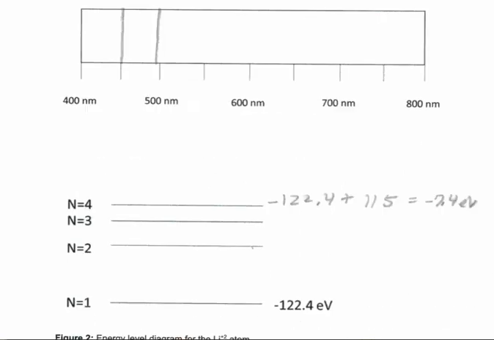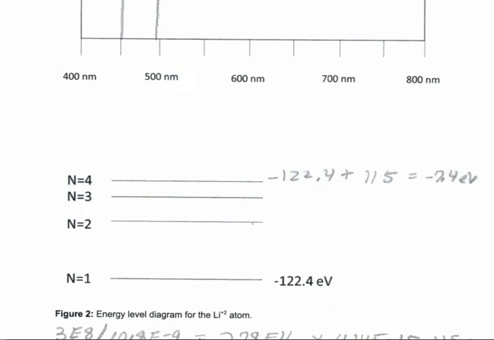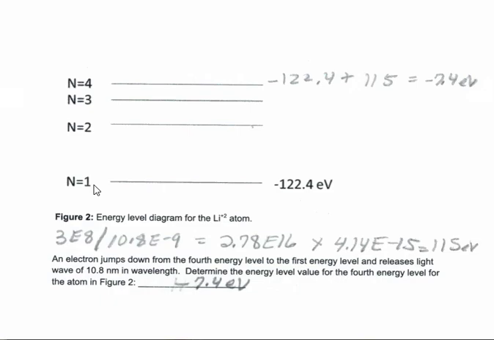Okay, next. All right, so we have the energy diagram for lithium positive 2. We see the ground state n equals 1 is negative 122.4 electron volts. So what if an electron jumps from n4 all the way down to this n1? Well, it says 10.8 nanometers of wavelength is released for this. So we need to do the same calculations.